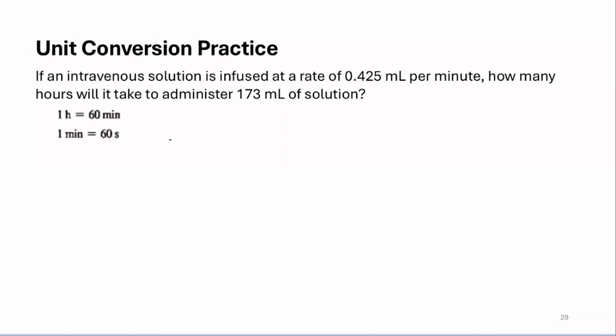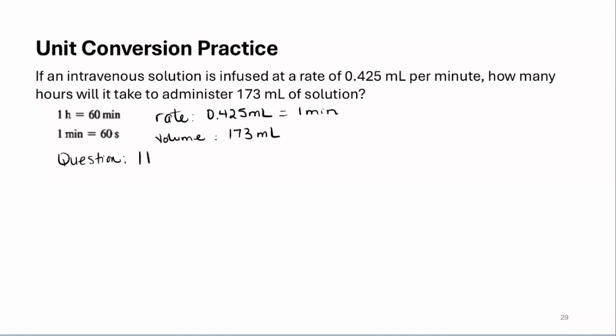Overall, here we have two pieces of information. The first piece of information that we have is the rate of the infusion, which states that 0.425 milliliters of the solution is going to equal 1 minute. The other piece of information is going to be the volume of the solution that needs to be administered, which is 173 milliliters.